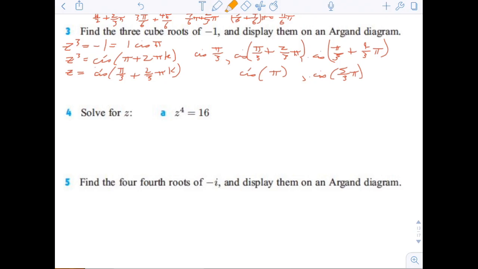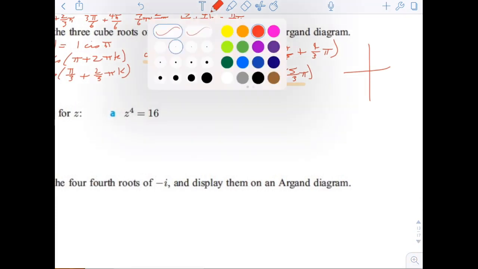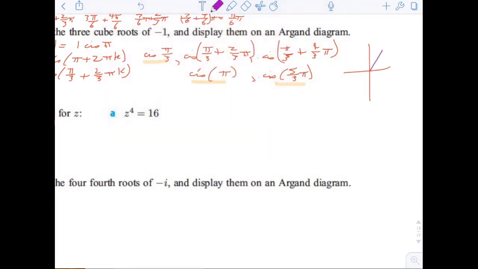And so my 3 roots are cis pi over 3, cis pi, and cis 5/3 pi, and it says to draw them on an Argand diagram. So pi over 3 is 60 degrees, so it looks kind of like this. And cis pi is 180 degrees, it looks kind of like that. And 5/3 pi is like 300 degrees, so it kind of looks like that. And all of them are 1 unit away from 0, the origin. So it kind of makes a circle.